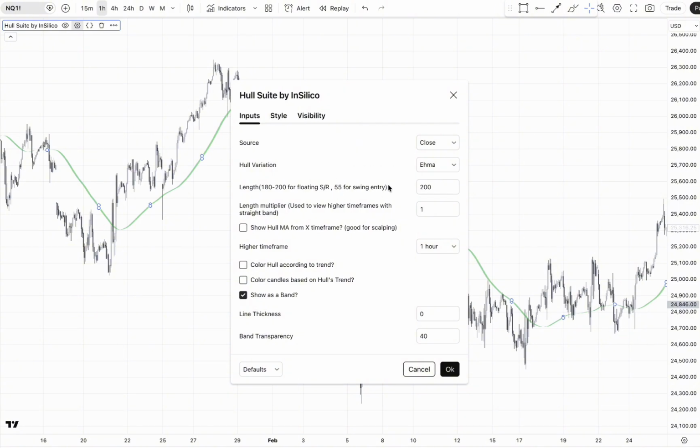I personally don't like this one. I think it's a little bit too fast paced for myself, but if you do want to try out 100 or 20 or 50, 55, 200, go for it. Make sure to back test it, forward test it, and it's all up to you which length you want to use. Length multiplier I always leave as 1.